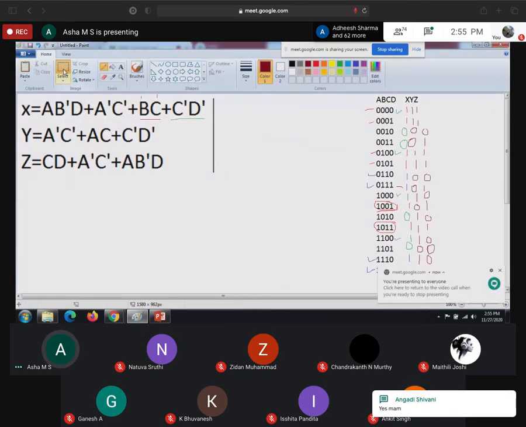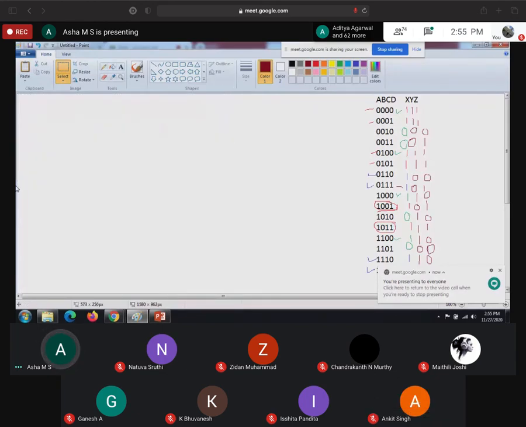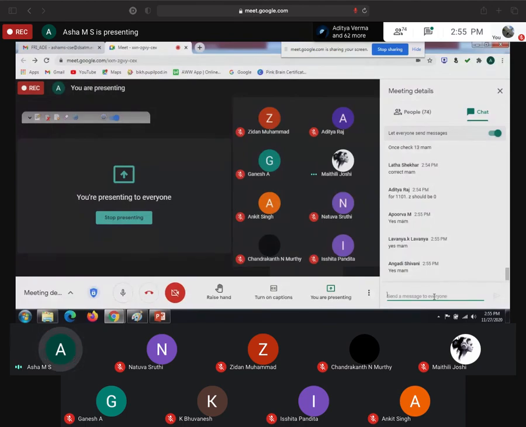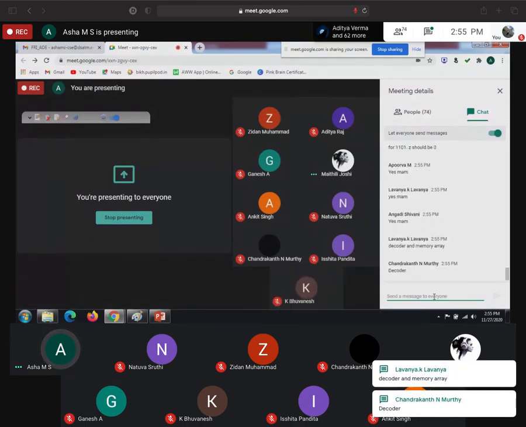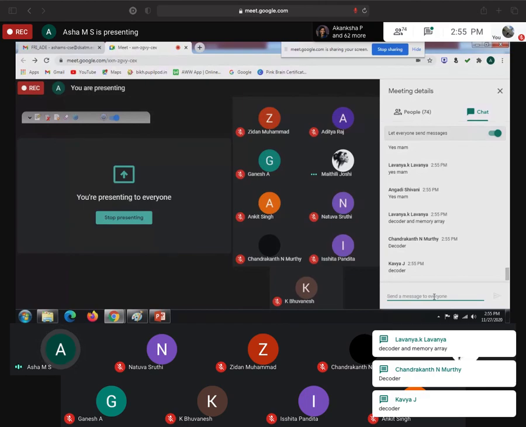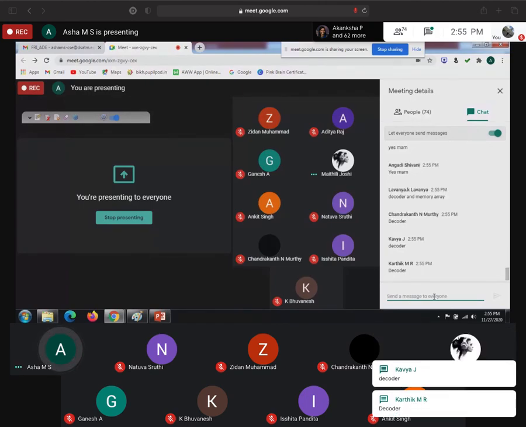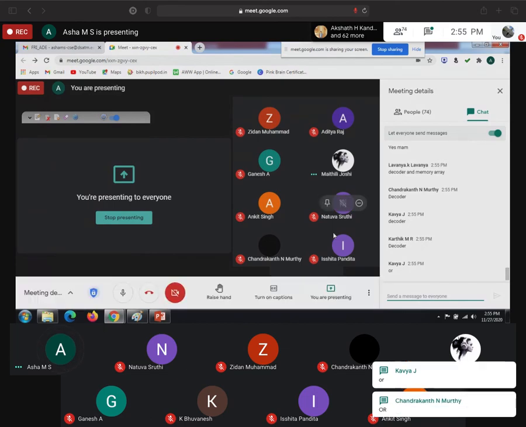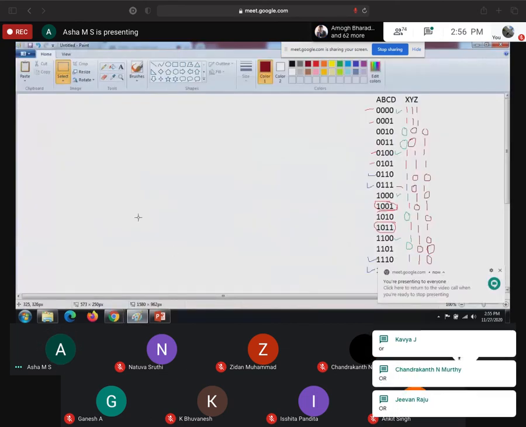So now we need to write the ROM structure. ROM is made up of what? What will be there in the ROM? Let me see how many of you will remember. ROM consists of decoder and memory. Exactly. So output will be at the output side. At the output side, which gate will be there? OR gate. Very good.